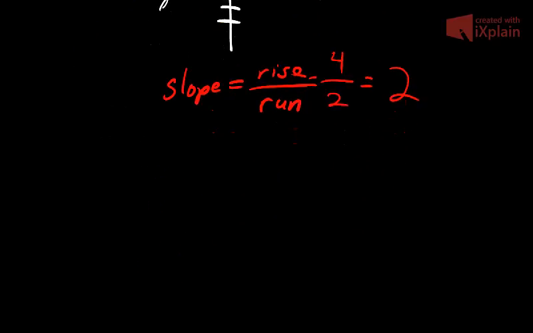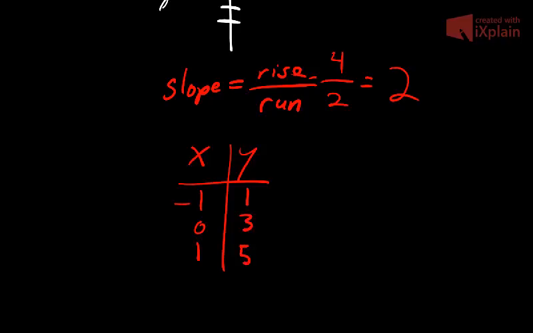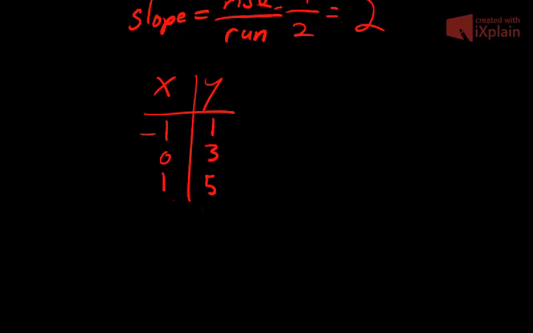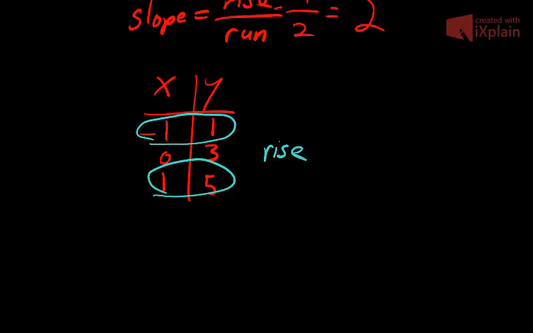So, if I have my x and y, and I believe my table had -1, 0, and 1 on this side, and 1, 3, and 5 over here, I need to find the rise and run using 2 points. So I'm going to use the same 2 points just to make sure that we are still good on this. So my 2 points here are going to be this one, as well as this one, are the 2 points I use.